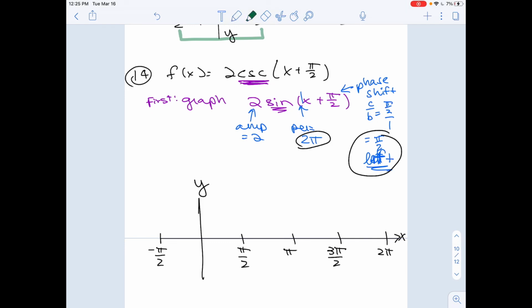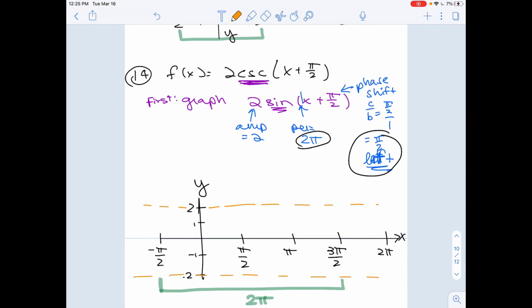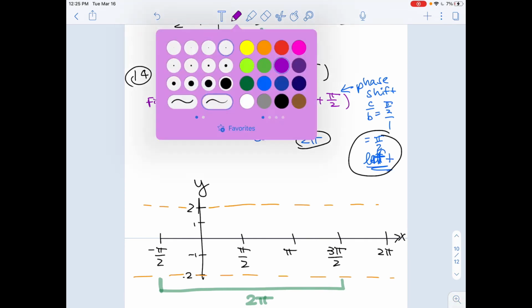Here's 2 pi. But keep in mind, the period is a full 2 pi. So the distance between starting at negative pi over 2 and 3 pi over 2 is a distance of 2 pi. So we're going to have an entire period within that amount. Our amplitude is 2. So I'm going to go ahead and mark that off for my boundary, reminding myself that I'm going up to 2, not up to 1, and down to negative 2, not down to negative 1. All right, so we've got our axes set up, so now we can follow our pattern.